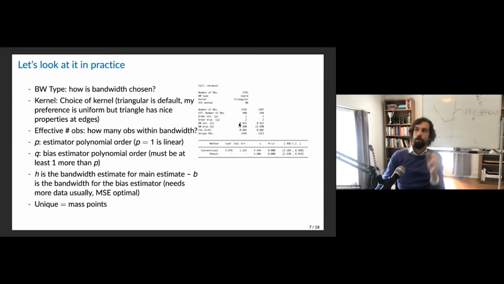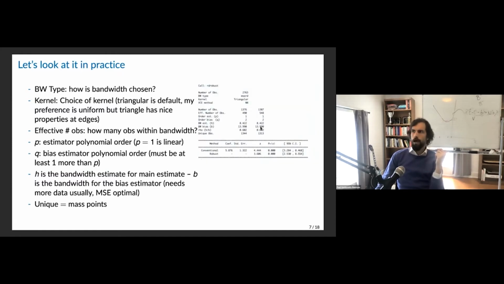H and B are the bandwidths chosen, and you see it's on the left and on the right. H is the main estimate that I'm doing, right? It's just my local linear regression. So that's the bandwidth for it, and it's the same on both sides. I didn't allow it to vary. And then B is the bandwidth for the bias estimator. It usually needs more data because it's a quadratic. So you just do the same exercise. It's a mean squared optimal choice as well. That's why these ones are going to be slightly bigger here. That's the two of them.